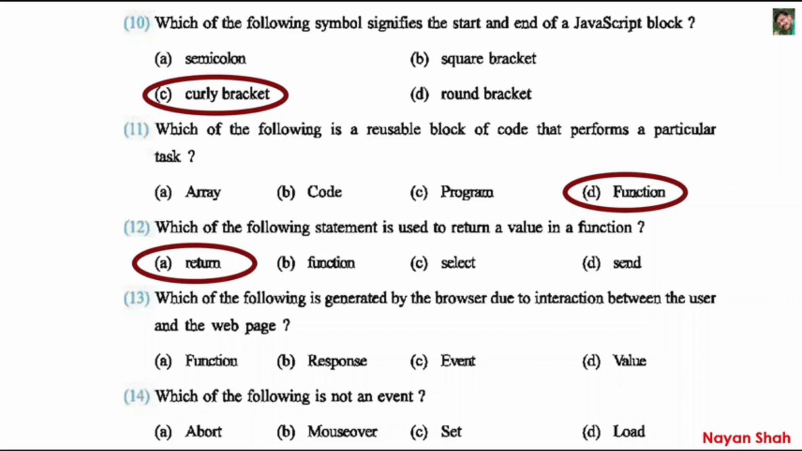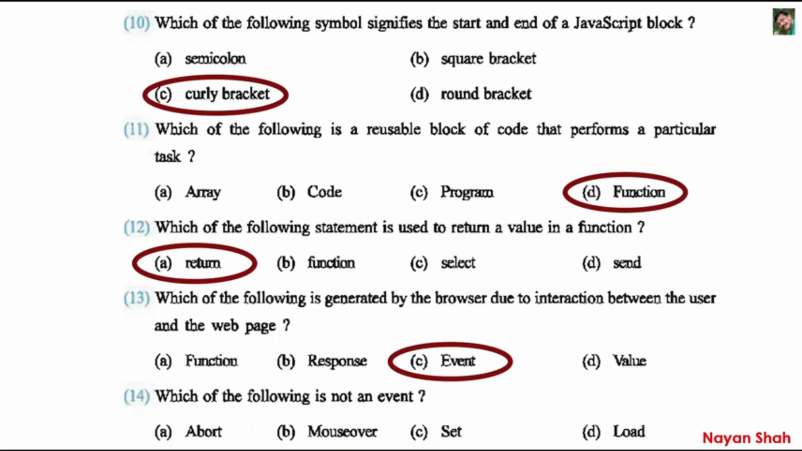Question number 13. Which of the following is generated by the browser due to interaction between the user and the web page? In simple words, what is generated when user does something on the web page? The same question may be asked in different language, so you must know the different variations of the same question. So which of the following is generated by the browser due to interaction between the user and the web page? So it is an event. An event is generated when user does something on the web page.